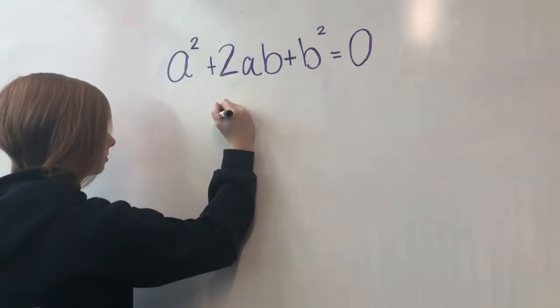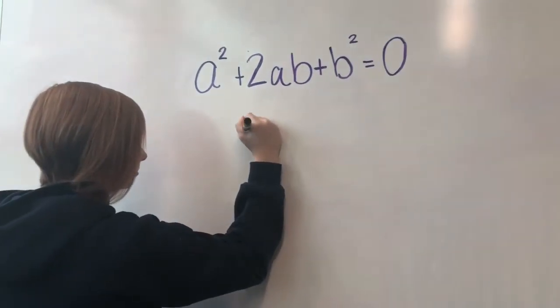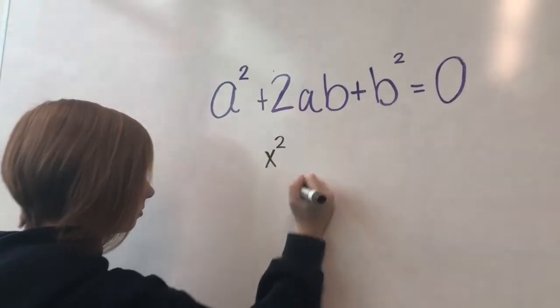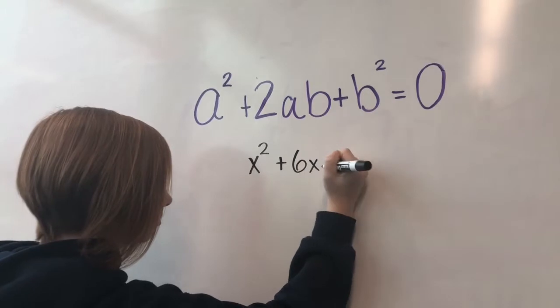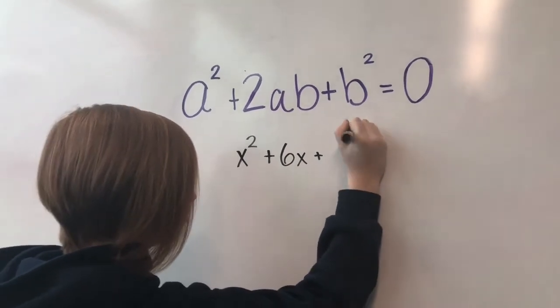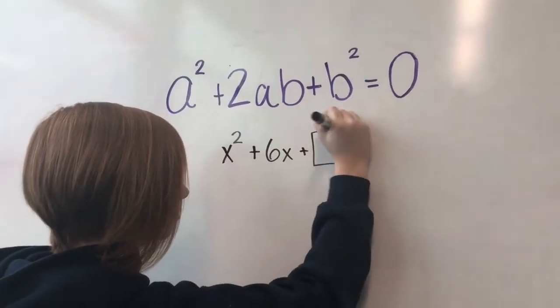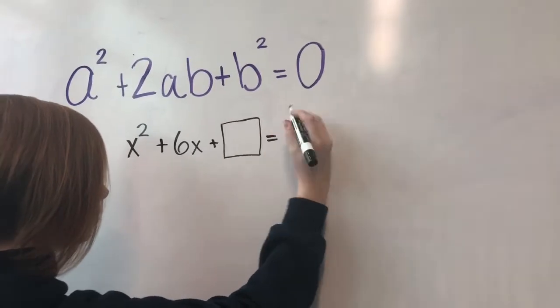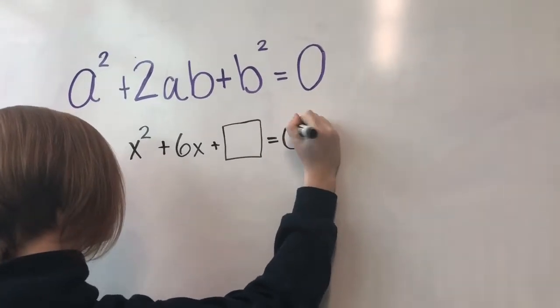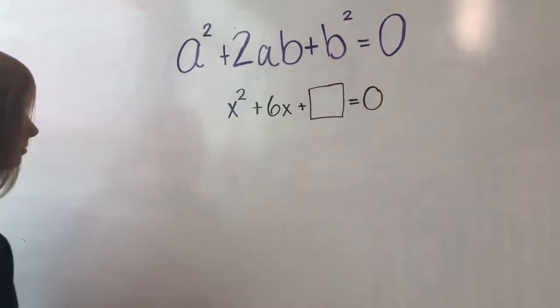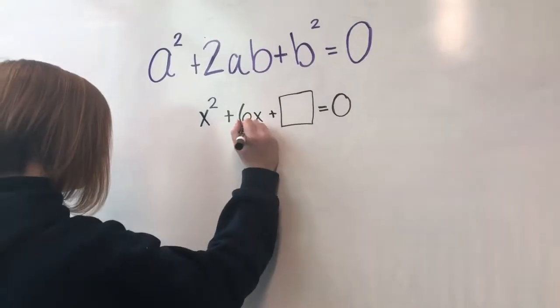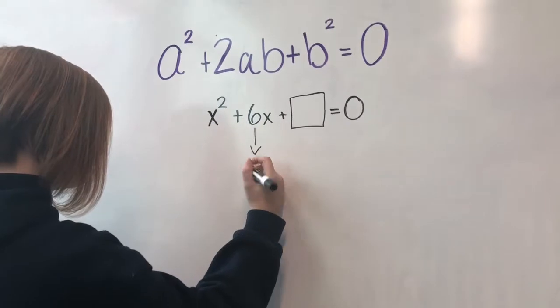Formula we are going to be using to solve what the blank is in our equation. So we have x squared plus 6x plus blank equals 0. So our next step in completing the square is to find what goes in the box, which in this case is b squared.